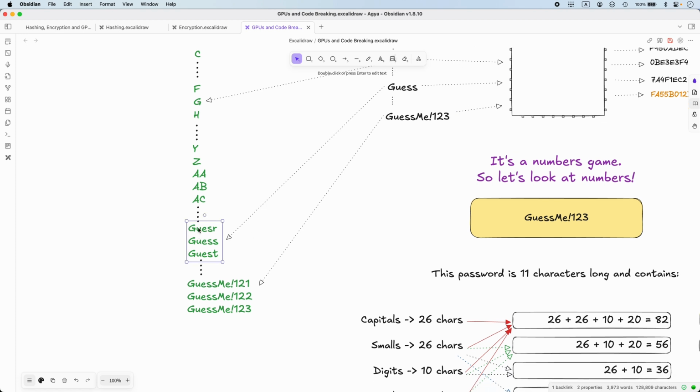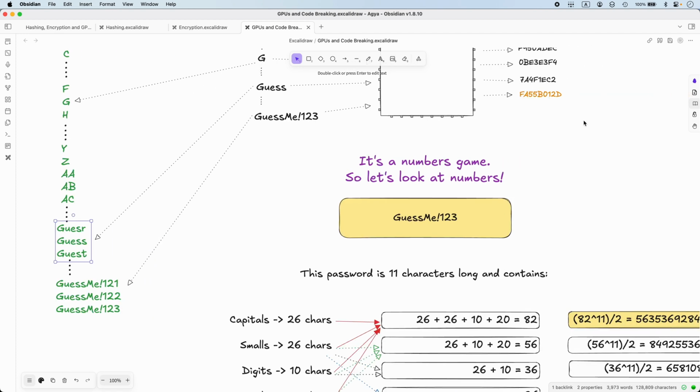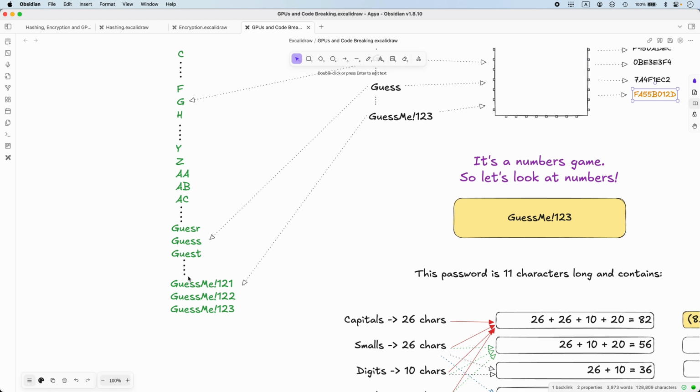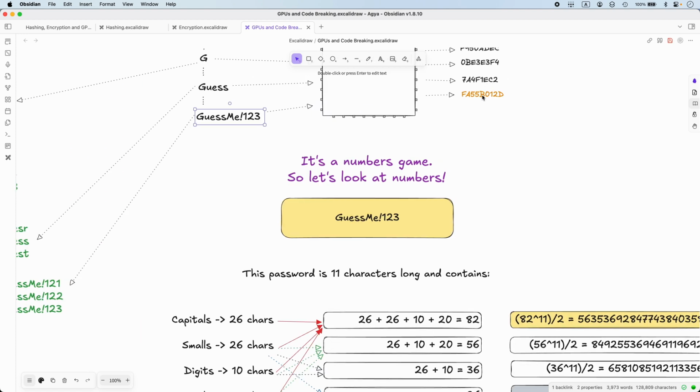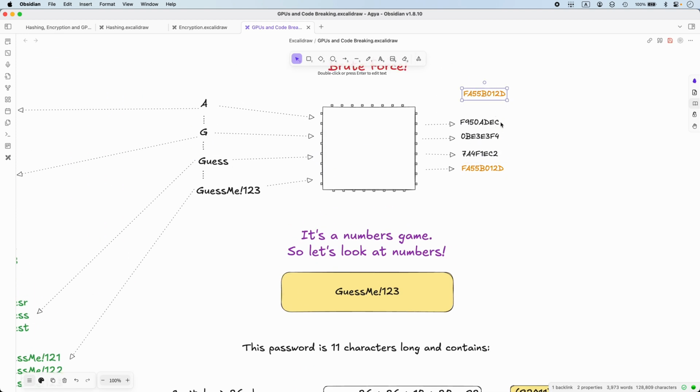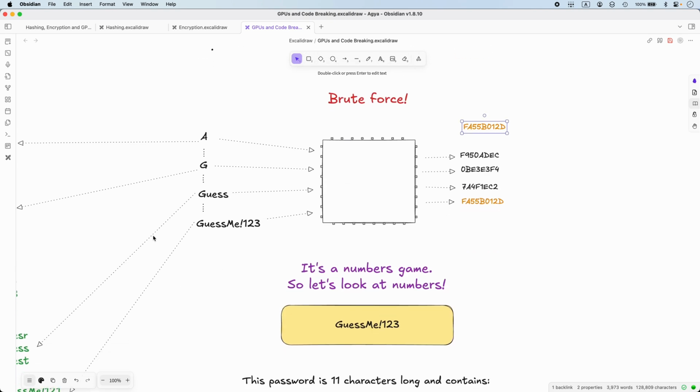So it goes to guess, guess R, guessed, and goes on, because this won't produce this result either, right? And then it will keep on trying. It will keep on trying everything till it reaches guess me not 1 2 1, 1 2 2, 1 2 3. Bingo. Matched. Hash produced. Matches the desired output. Done.